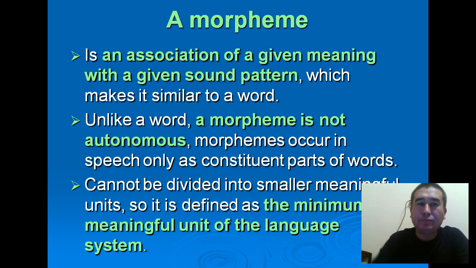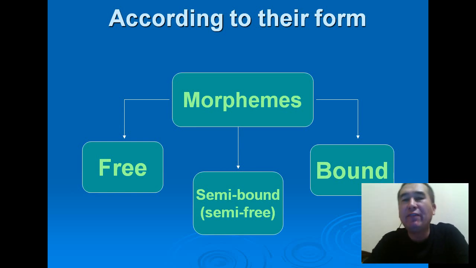So, a morpheme is an association of a given meaning with a given sound pattern, which makes it similar to a word. Unlike a word, a morpheme is not autonomous. Morphemes occur in speech only as constituent parts of words and can't be divided into smaller meaningful units, so it's defined as the minimum meaningful unit of the language system. According to the form, morphemes can be free, semi-bound, semi-free, and bound.